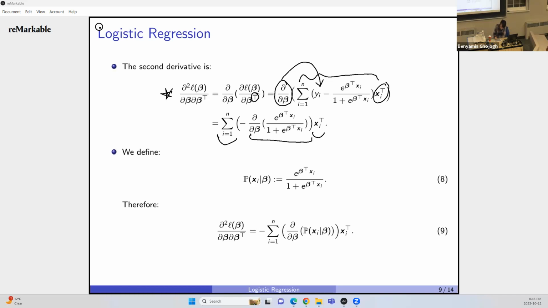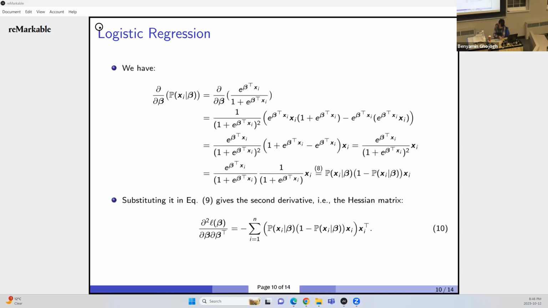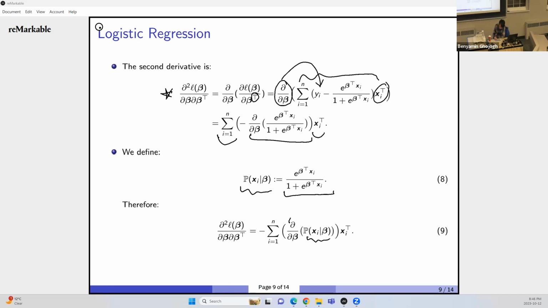Now I define this. You can define it to be whatever you like. I define it to be the probability of xi given beta, right? As a result, I replace this with the probability of xi given beta. Okay. Now, as you see, I have this term inside. Let's simplify it. Let's calculate this.